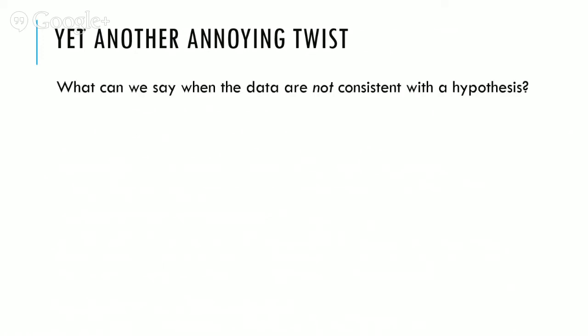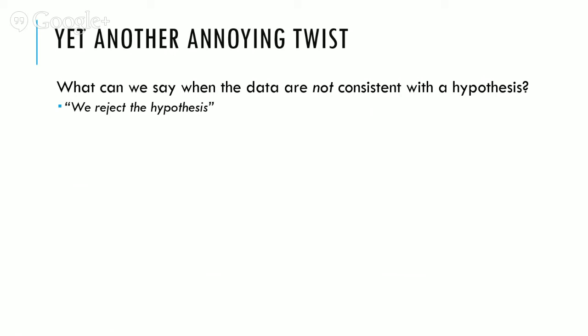Here's another annoying little twist. When the data are not consistent with a hypothesis, we can make a fairly strong statement. We can say we reject the hypothesis. Now again, this isn't saying it's false. It's just saying, for now, it seems most reasonable not to have this as our explanation. We can reject. This hypothesis does not fit the data.